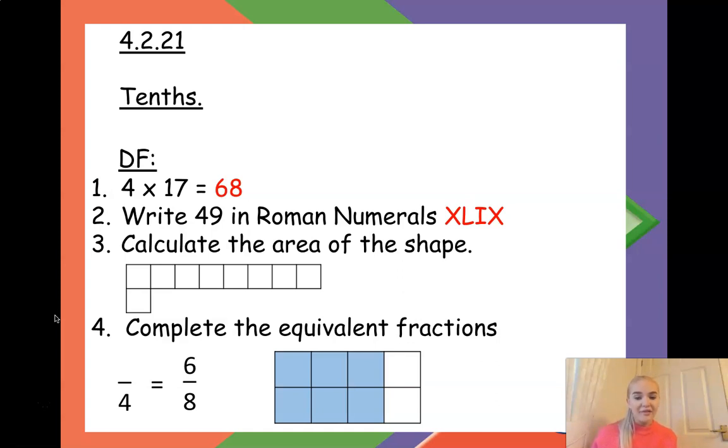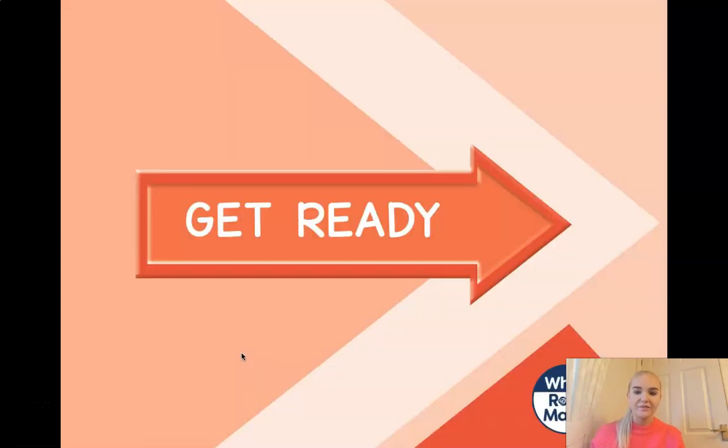Now, calculating the area of this shape, we can count the squares and we can find out there are 9 squares. So this shape has an area of 9 squares. And number 4, complete the equivalent fractions. Now, if we can see that this shape has 8 squares altogether, that is going to be my denominator. Now, 6 of these squares are shaded, which means my fraction is 6/8. However, if we wanted to scale this down into 4 groups, we could have 4 groups of 2. And how many groups are shaded? 3 groups are shaded. So it would be 3/4 of the shape are shaded.